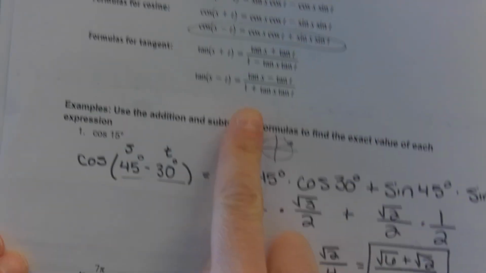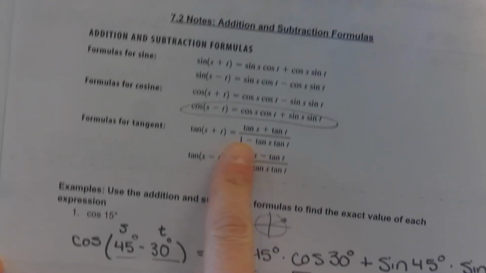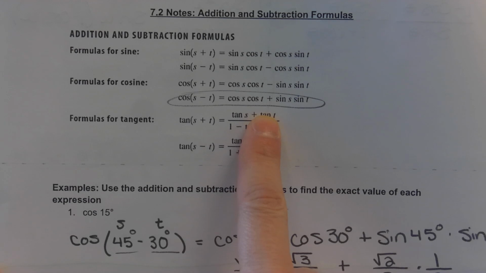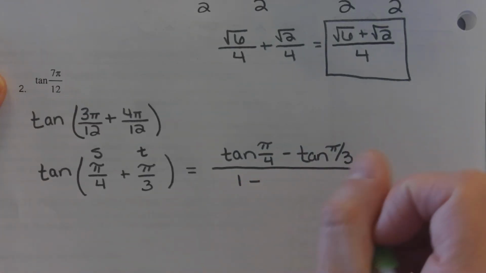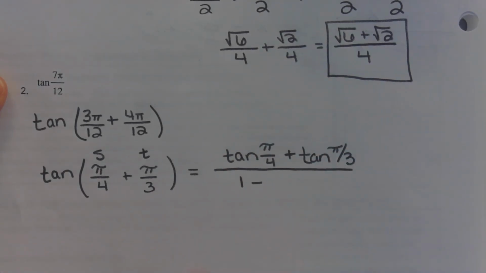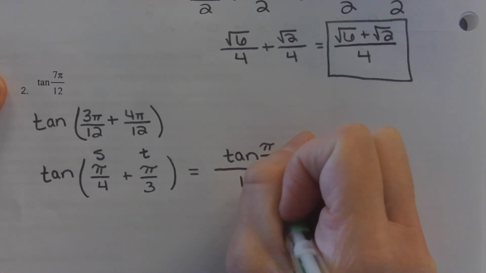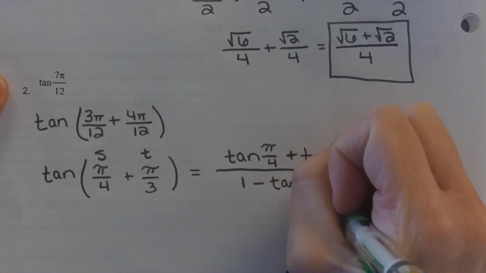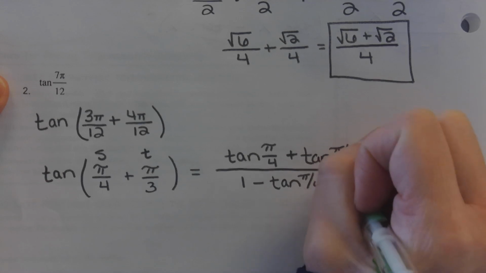I'm plugging into this formula. So I have addition. So I take the tangent of S plus the tangent of T all over, oh, it's not subtracted, it's plus on the top, thank you. All over, the bottom subtracted. Tangent of S times the tangent of T.